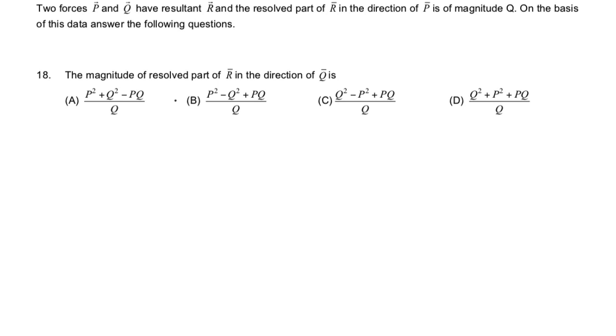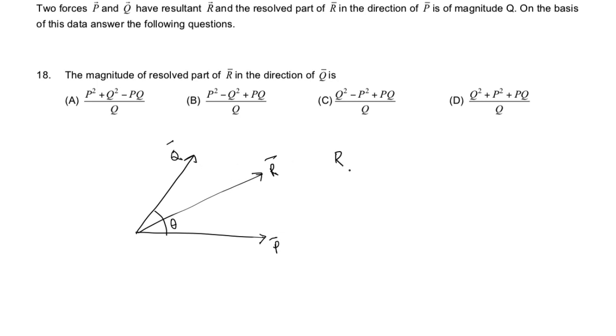Next question, connected with the same paragraph, it finds the magnitude of the resolved part of R in the direction of Q. Now refer to the same diagram that we have drawn. This is P vector, this is Q vector, and the resultant is R vector that lies along this line, and this is angle theta that we have already calculated. Now what is the resolved part of R in the direction of Q?